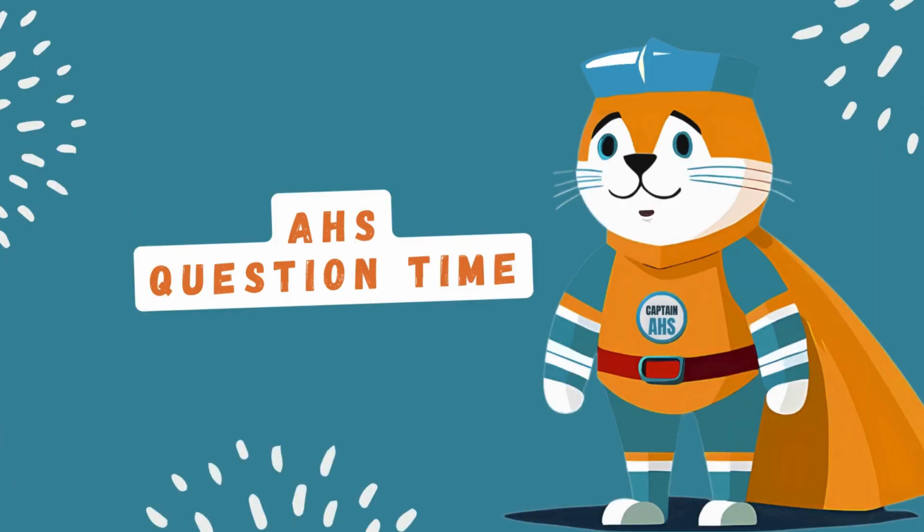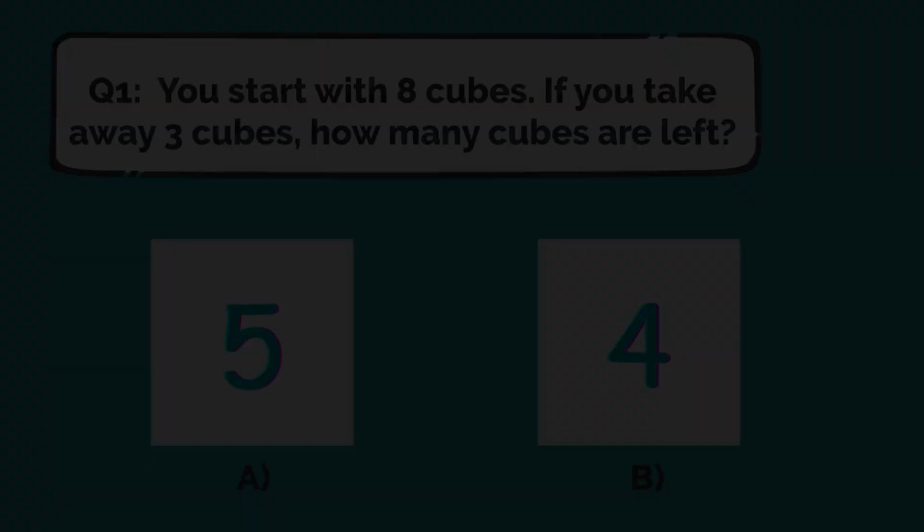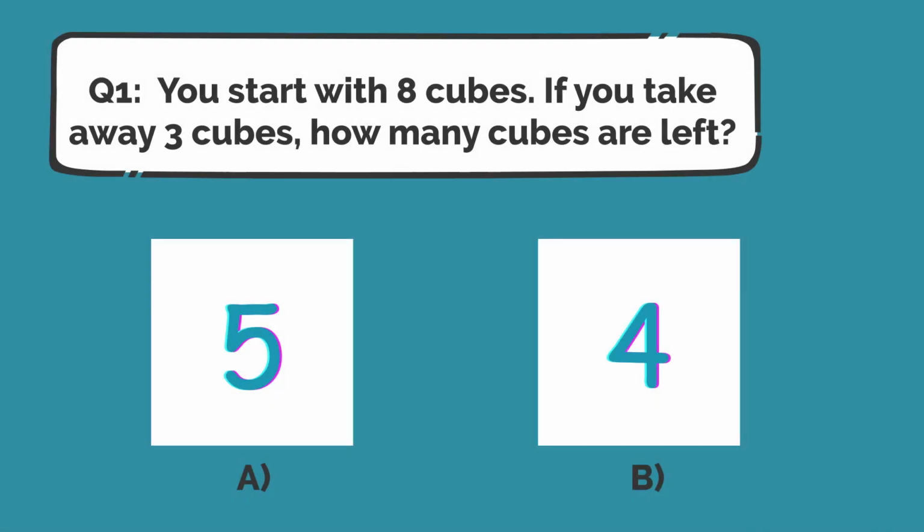Now, it's the time for quiz. Here's your first question. You start with 8 cubes. If you take away 3 cubes, how many cubes are left? Is it option A or option B? Think about it. That's right. The correct answer is option A, 5.